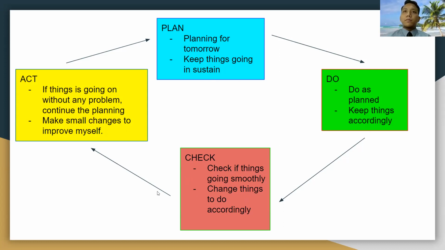And then this arrow, you can see it goes to act. If things are going on without any problem, continue the planning, make small changes to improve myself, and then it goes back to the plan. So these four steps move in a circular motion. This continues every day, every day.